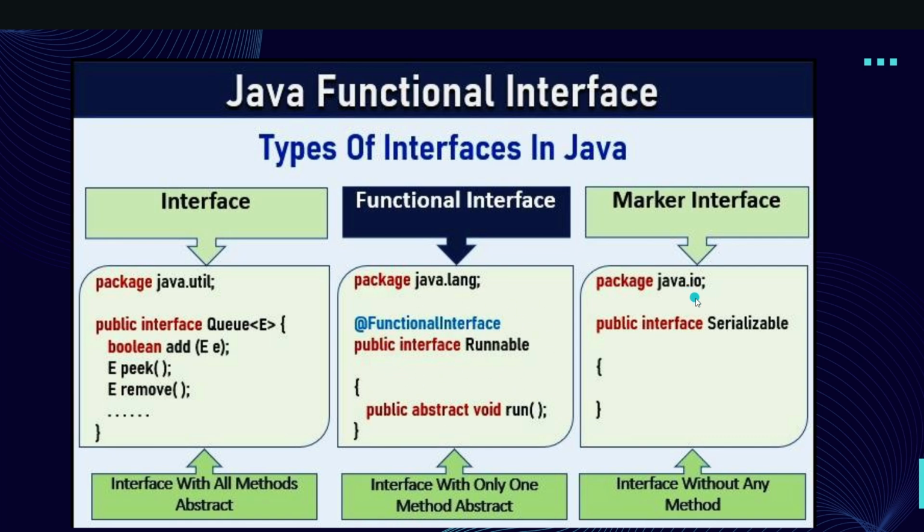The last and final one is the marker interface. If you use the marker interface, you are not going to declare any functions inside it. Then what is the use of this? There are some uses you can check out. The marker interface is also used in the industry, that is an interface without any methods. Okay, and a functional interface is an interface with only one method.